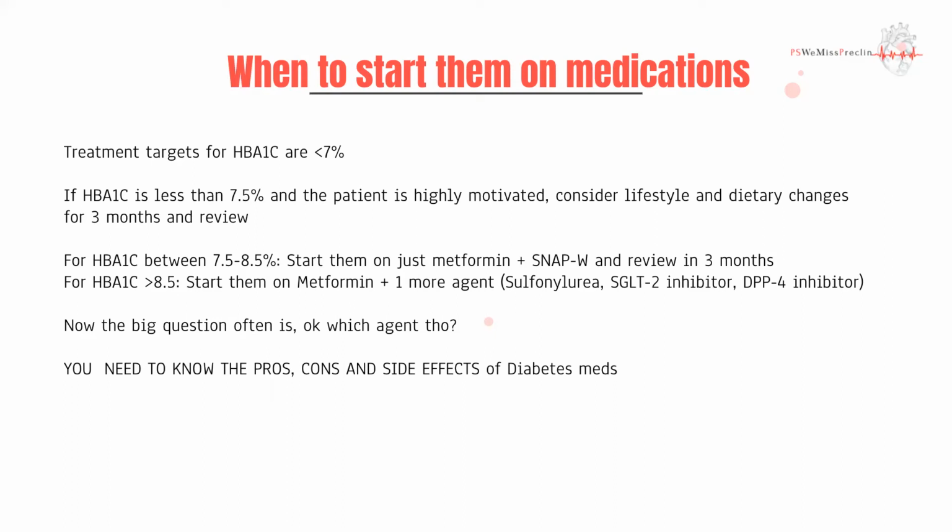Now, what agent to add is a very complex kind of choice to make. And there are often very little guidelines on what's actually to be used. But on the next slide, we have a table summarizing all you should know about medications. And as you may be thinking, the next question is, which agent do we use? I've mentioned just 3 here, and there are a lot more. So you need to know the pros, the cons, and the side effects of each diabetic medication.